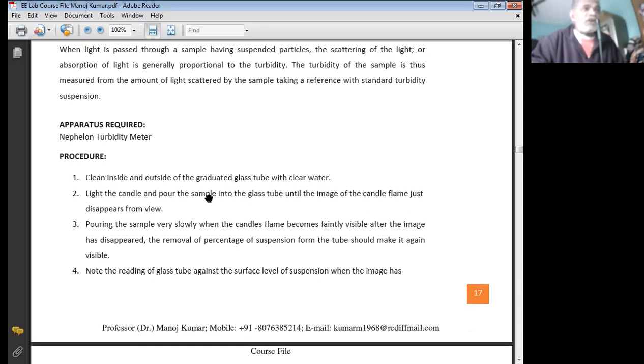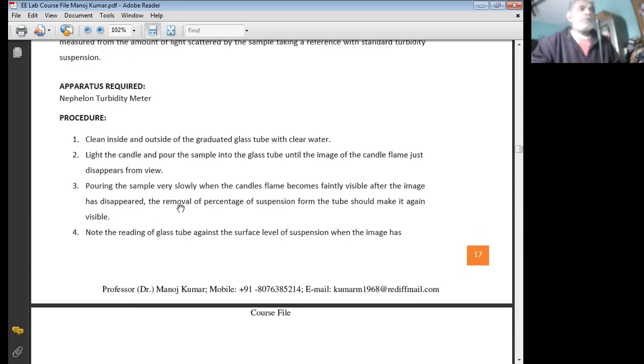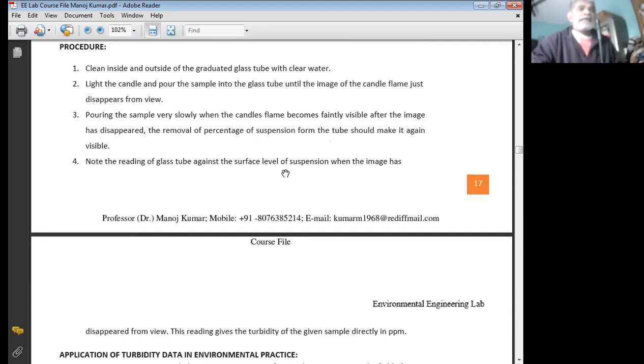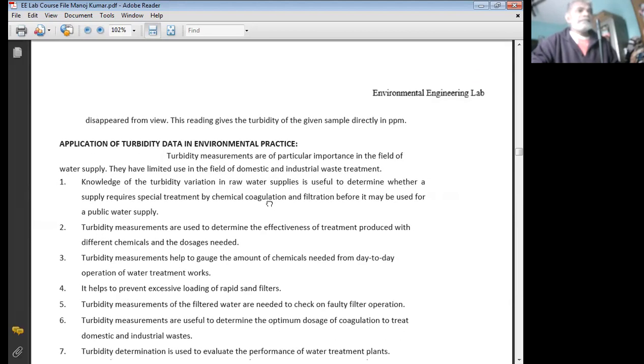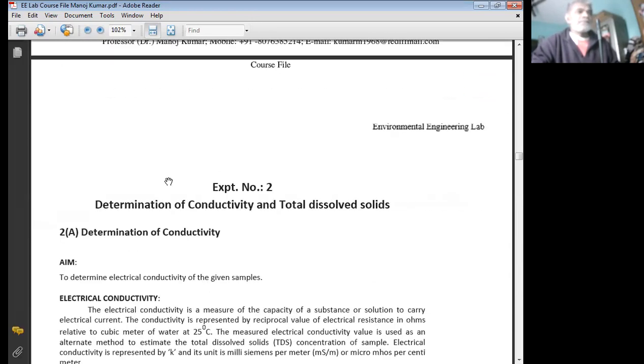Procedure: clean the inside and outside of the graduated glass tube with clear water. Light the candle and pour the sample into the glass tube until the image of the candle flame just disappears from view. Pour the sample very slowly when the candle has become faintly visible after the image has disappeared. Note the reading of the glass tube against the surface level of the suspension when the image has disappeared from view. The reading gives the turbidity directly in ppm. This is the application, this is the table, this is the result.